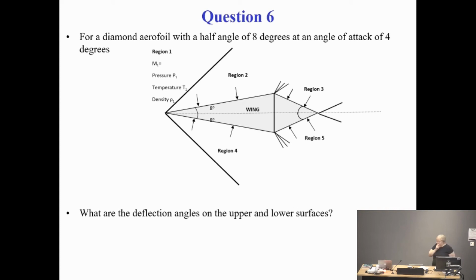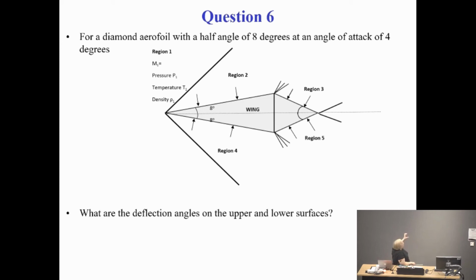Now, something different. So we've got a wing that looks like a diamond. It's got a half angle of 8 degrees, but this time it's at an angle of attack of 4 degrees. What's the deflection angle on the upper and lower surfaces? Well, if I tilt the wing up by 4, the deflection angle drops on the upper surface. So this is the upper surface of my wing, and with the angle of attack relative to the horizontal, the upper surface will start to drop, which means the lower surface will start to increase.